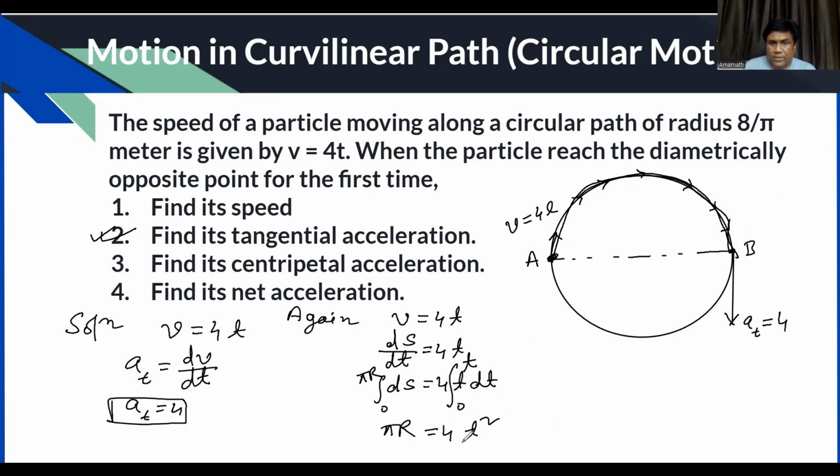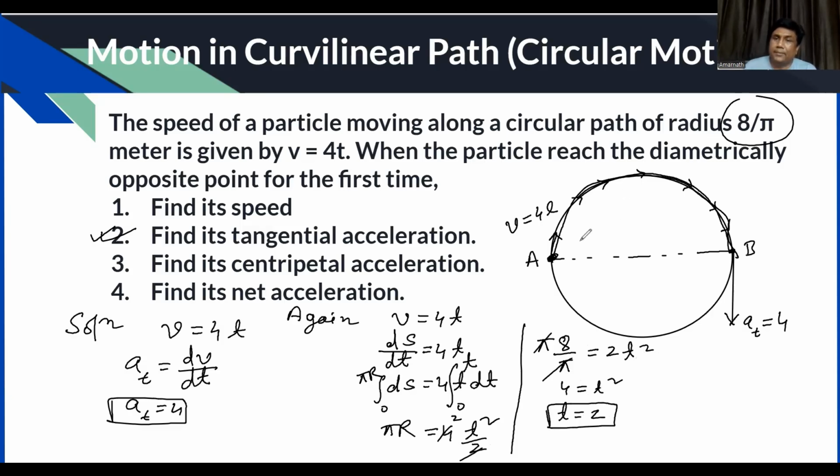Then pi into r, the value of r is given to be 8 by pi. So you can simplify it: it is 2t square. Pi got cancelled, so 8 equal to 2t square. It means 4 equal to t square. So t equal to plus minus 2, but minus time has no meaning. So it will be plus 2 only. So t equal to 2. It means the particle will take 2 seconds to reach the diametrically opposite point.